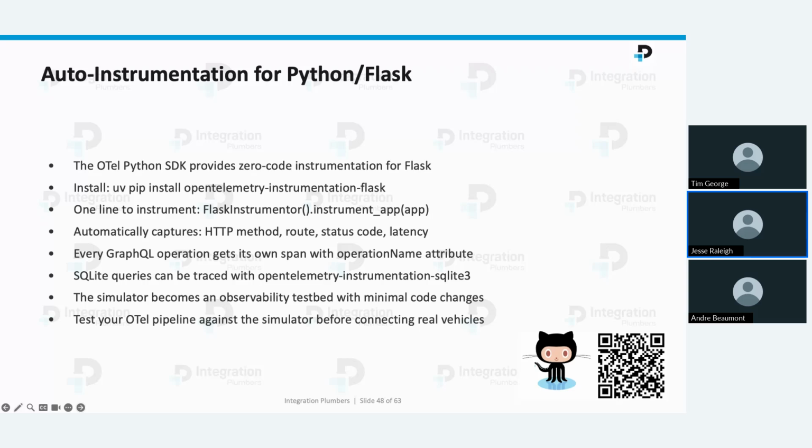Each GraphQL operation gets tagged with the operation name attribute, so you can trace specific API calls end to end. You can also instrument the SQLite queries, giving you visibility into the database layer. The simulator becomes an observability testbed with minimal code changes, and you can validate your entire OTel pipeline before you ever connect to real vehicles.